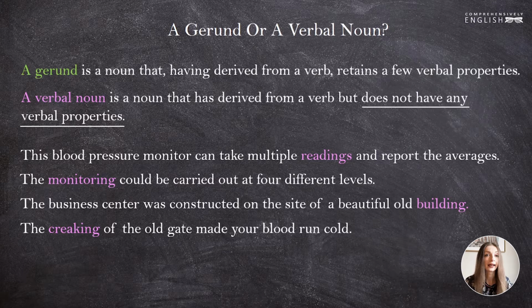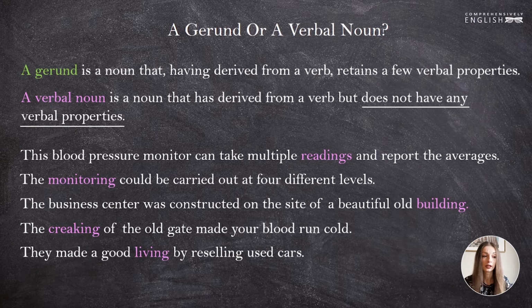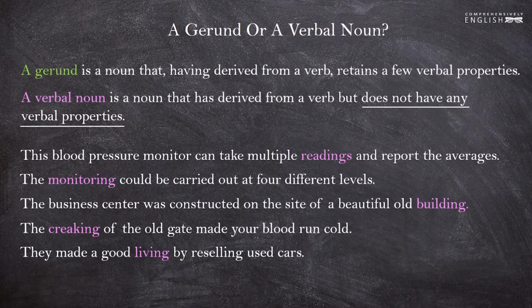The creaking, again, we have the in front of our -ing form, so this is a verbal noun and not a gerund. They made a good living by reselling used cars. Again, living is modified by an adjective, not by an adverb. It has the article a in front of it, so obviously we are dealing with a verbal noun and not with a gerund. So, okay, I hope the difference between verbal nouns and gerunds is clear.